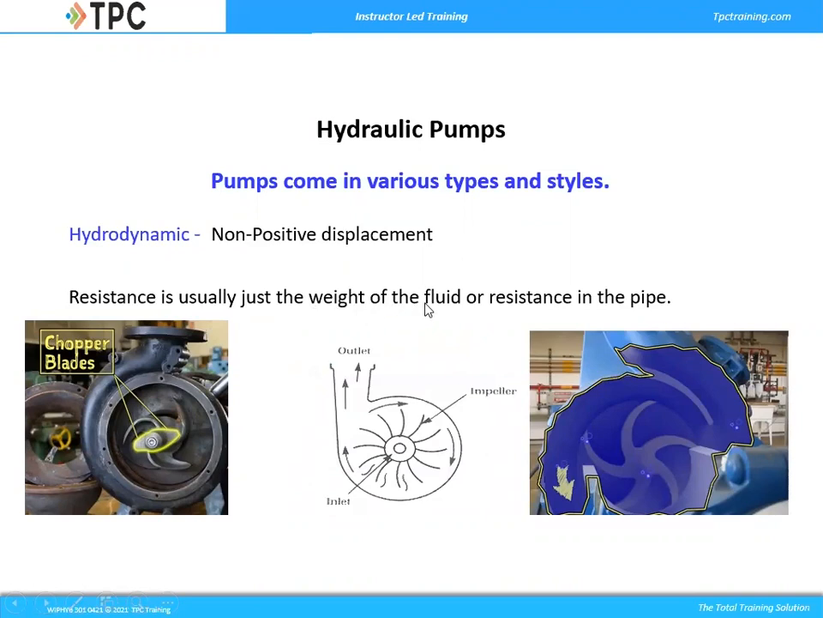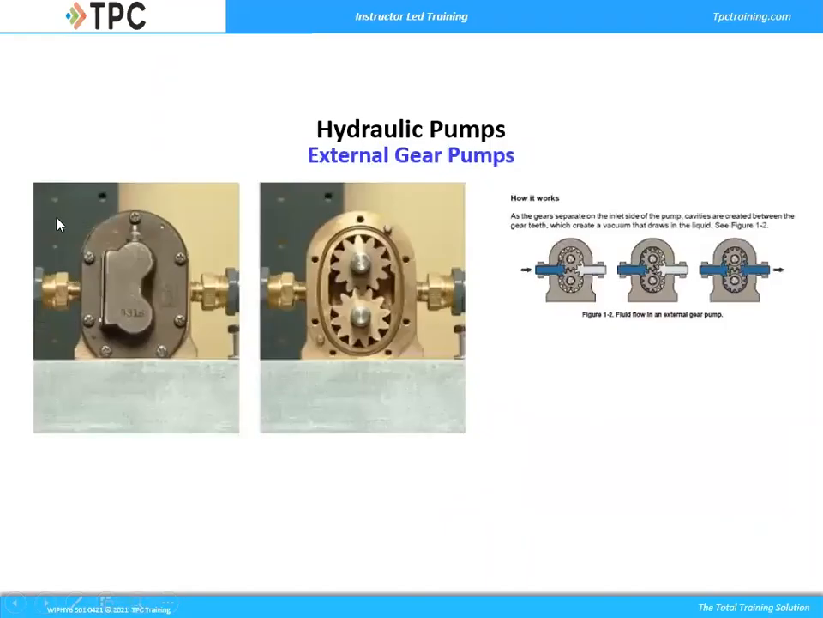Resistance is usually just the weight of the fluid or resistance in the pipe, right? So we have these things. This is an external gear pump here. We have the suction of the fluid coming into one side and discharging out on the other side. So this is more of our positive displacement type pumps. This is commonly used, the external gear pump that we have.